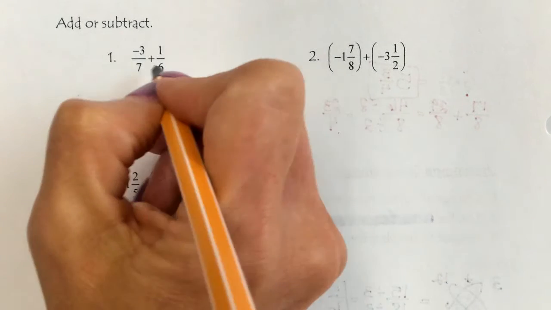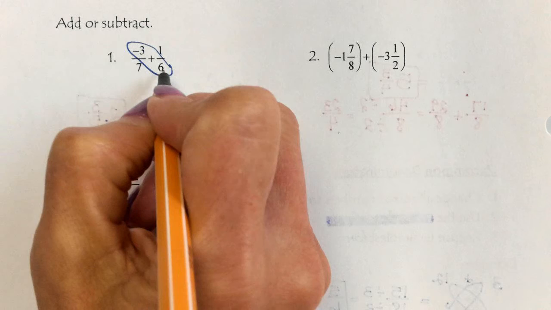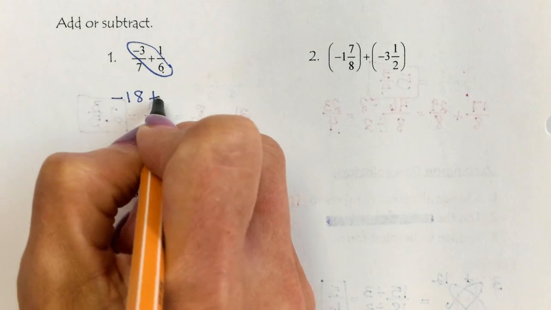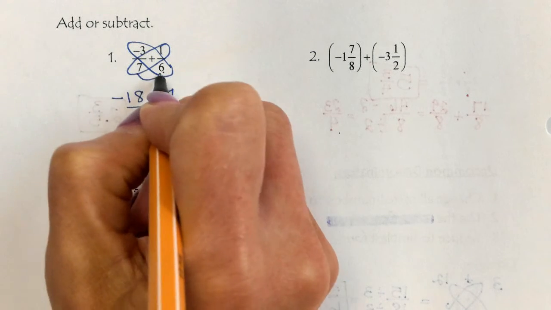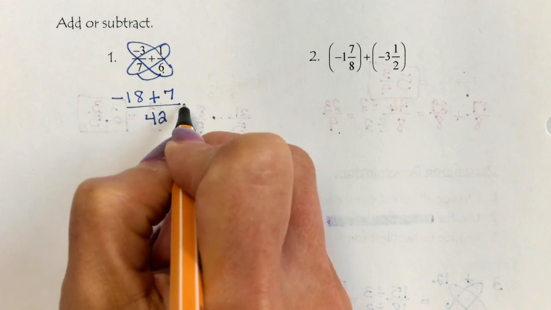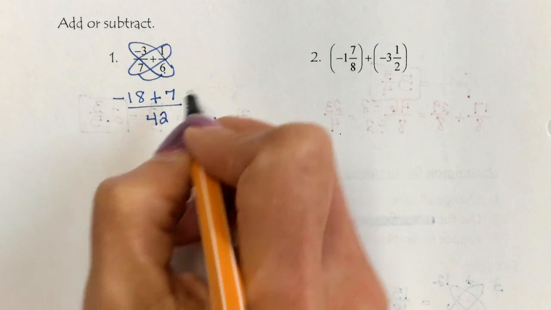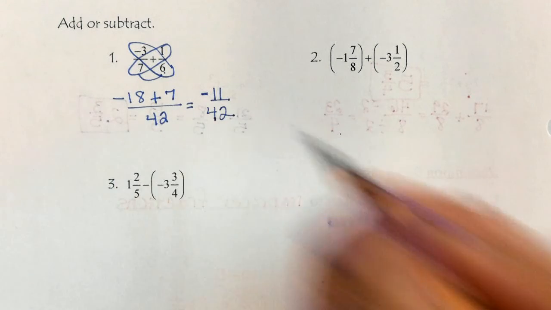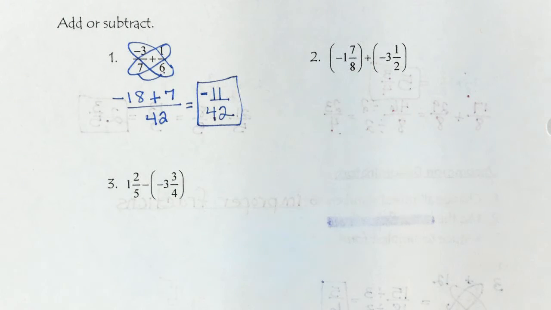We're going to do butterfly method. So I'm going to do 6 times -3. So be careful with that. 6 times -3 is -18. Bring down your plus sign. 7 times 1 is 7. And 7 times 6 is 42. So you're going to use your integer rules here. -18 plus 7 is -11, and bring over your 42. Now that cannot be reduced, so that is in simplest form.